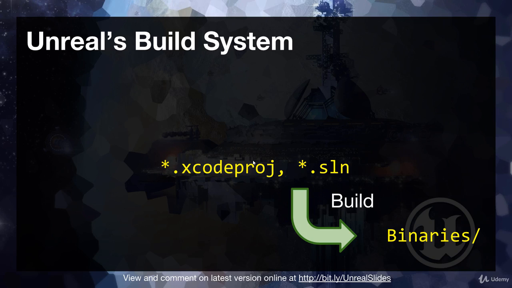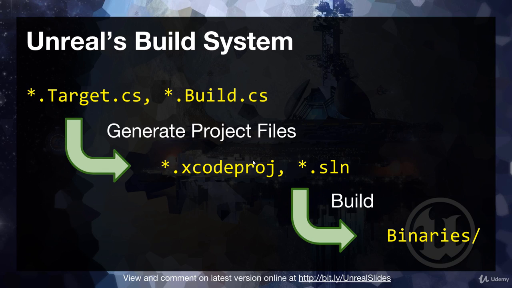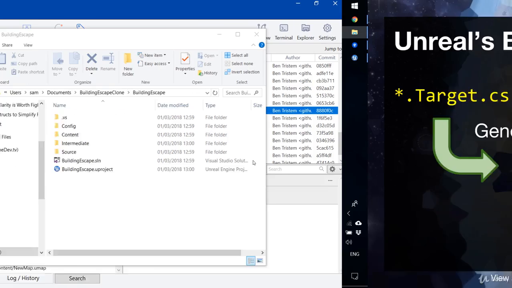Well, because Unreal's build system goes one step further. You'll notice here that the Xcode project and the SLN are going to be different on Mac versus PC. What Unreal has done is they've created an independent build system to generate these files, and it's called the Unreal Build System. And so what we do is we have a step just before this which generates the project files, and it generates them from these files here, these Target.cs and Build.cs. Now, where do we find those files?